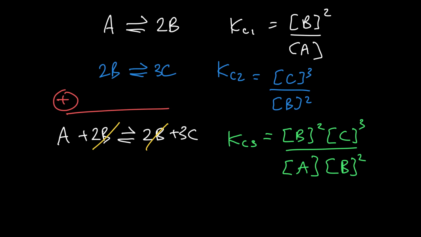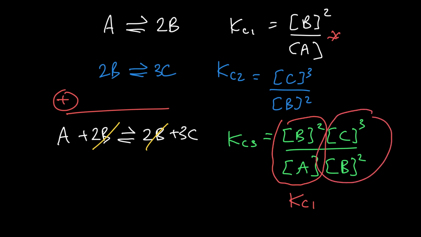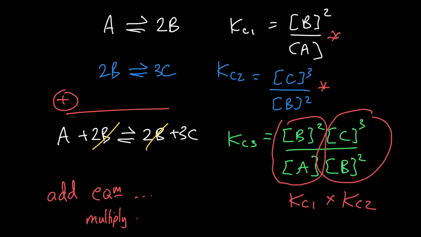So where am I coming from? Well, I've ignored the cancellation here just for a second, to point something out. You can see before I've canceled out, I essentially have my original equilibrium constants. B squared over A is this thing up here. This is just Kc1. And if you look at the second thing, C cubed over B squared is right there. That is Kc2. So you can see when I add chemical equilibria, we multiply the equilibrium constants.